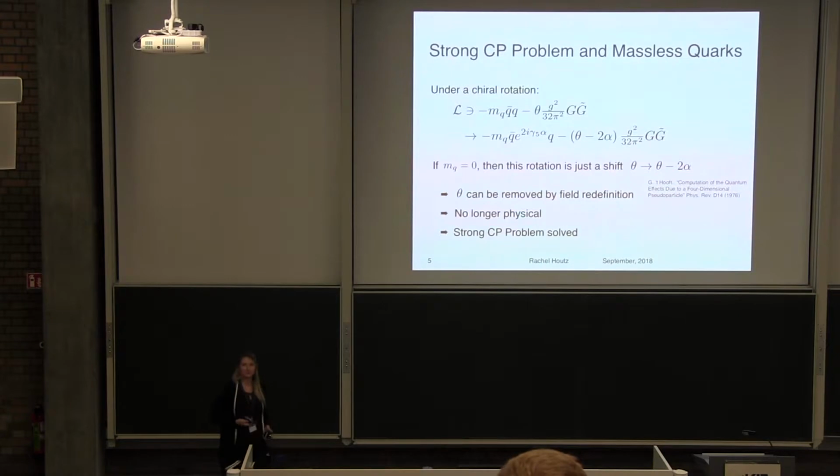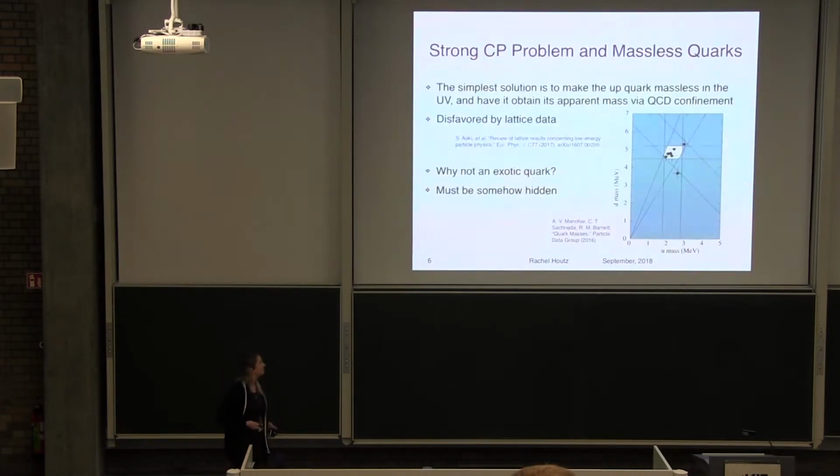Another way to solve the strong CP problem is with massless quarks. Here's just QCD with massive quarks and G G dual. If you do a chiral rotation on the quark fields, that's a field redefinition, which shows up in the anomaly, and you get a shift in the theta parameter. So if the quark mass is 0, doing this chiral rotation, just redefining the fields, gives you a free shift in theta. You can freely rotate theta to 0, and you wouldn't expect to see a strong CP problem because theta is no longer visible.